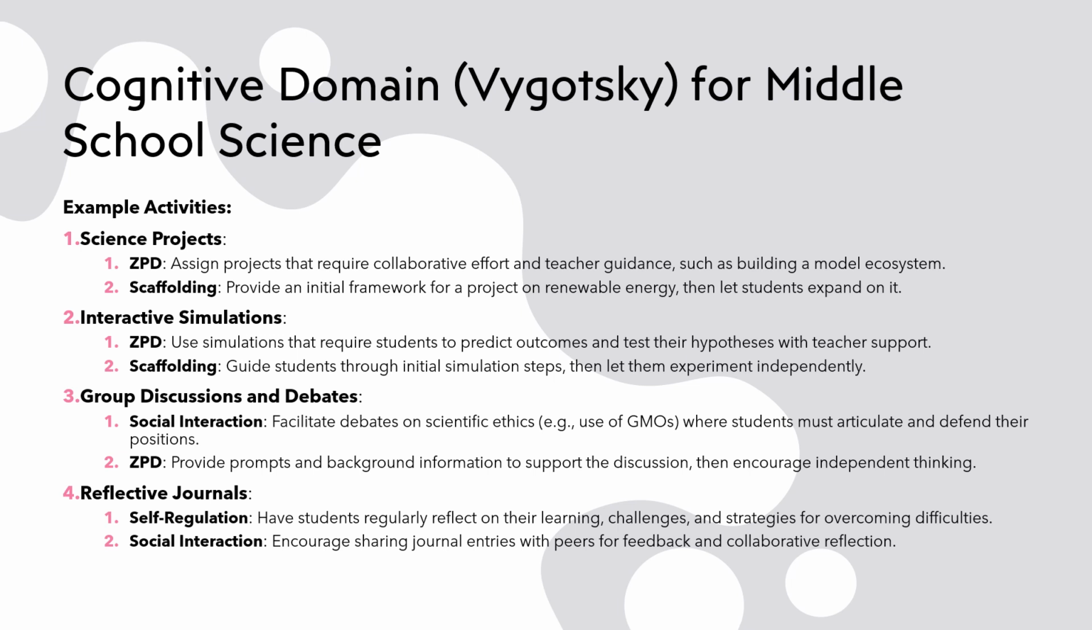All right. So next, we will talk about scaffolding. So provide an initial framework for a project on renewable energy, and then let students expand on it. So next, we will have interactive simulations. So the ZPD for that will be using simulations that require students to predict outcomes and test their hypotheses with teacher support. And then we have the scaffolding, which is to guide students through initial simulation steps and then let them experiment independently.